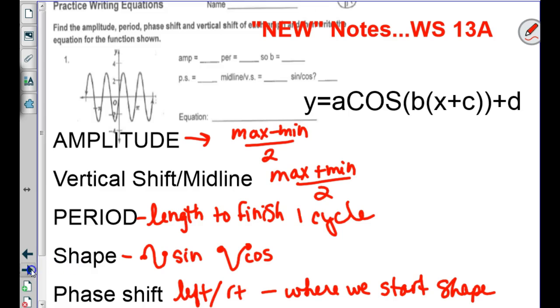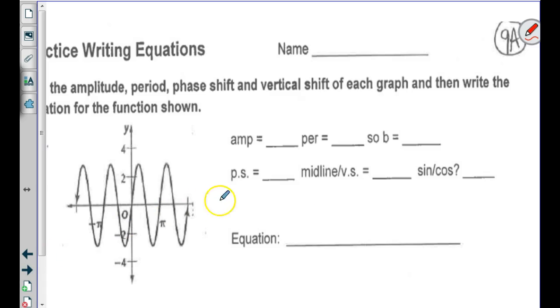All right, I can come back to this slide if we have questions on this stuff as we go. So the first one, I'd probably decide first of all if I was looking at it as a sine or a cosine. It does start right in the middle at the midline, and it goes up, down. So it seems like it'd be pretty easy to call it a sine. So I'm going to put sine over here.